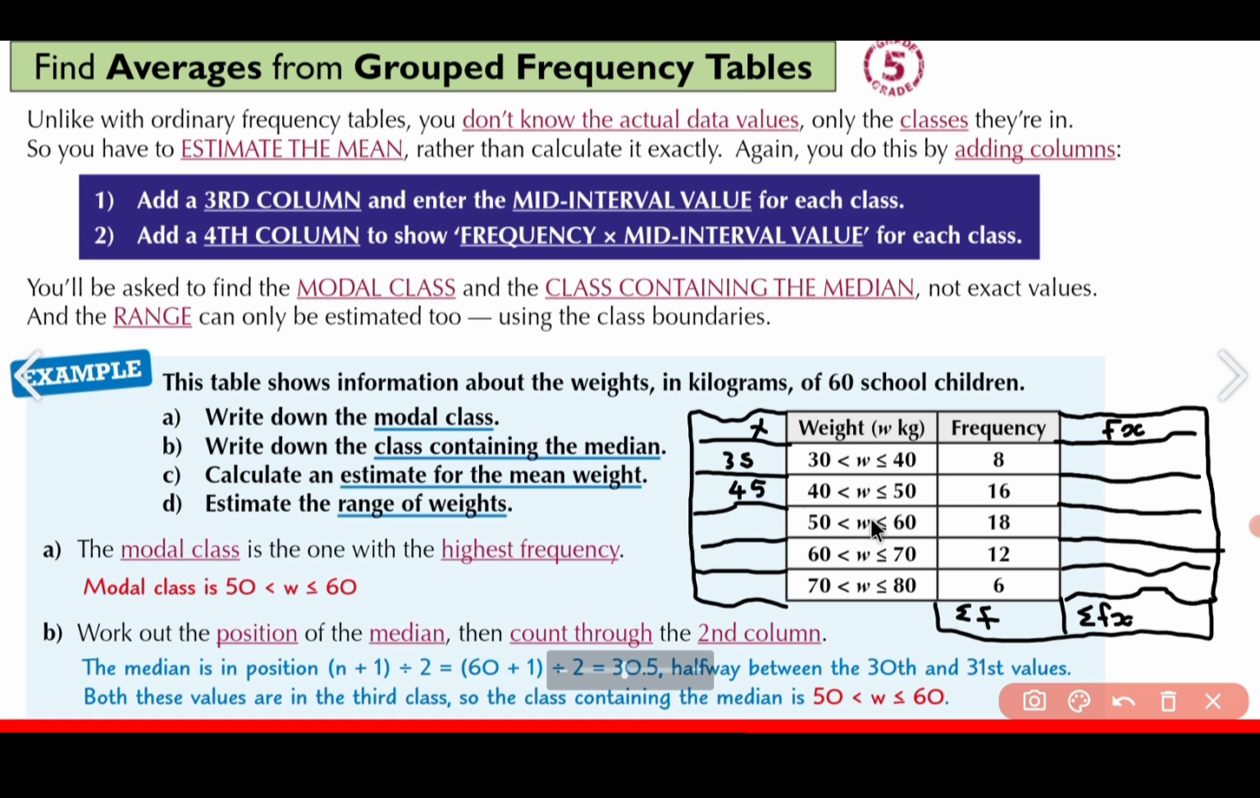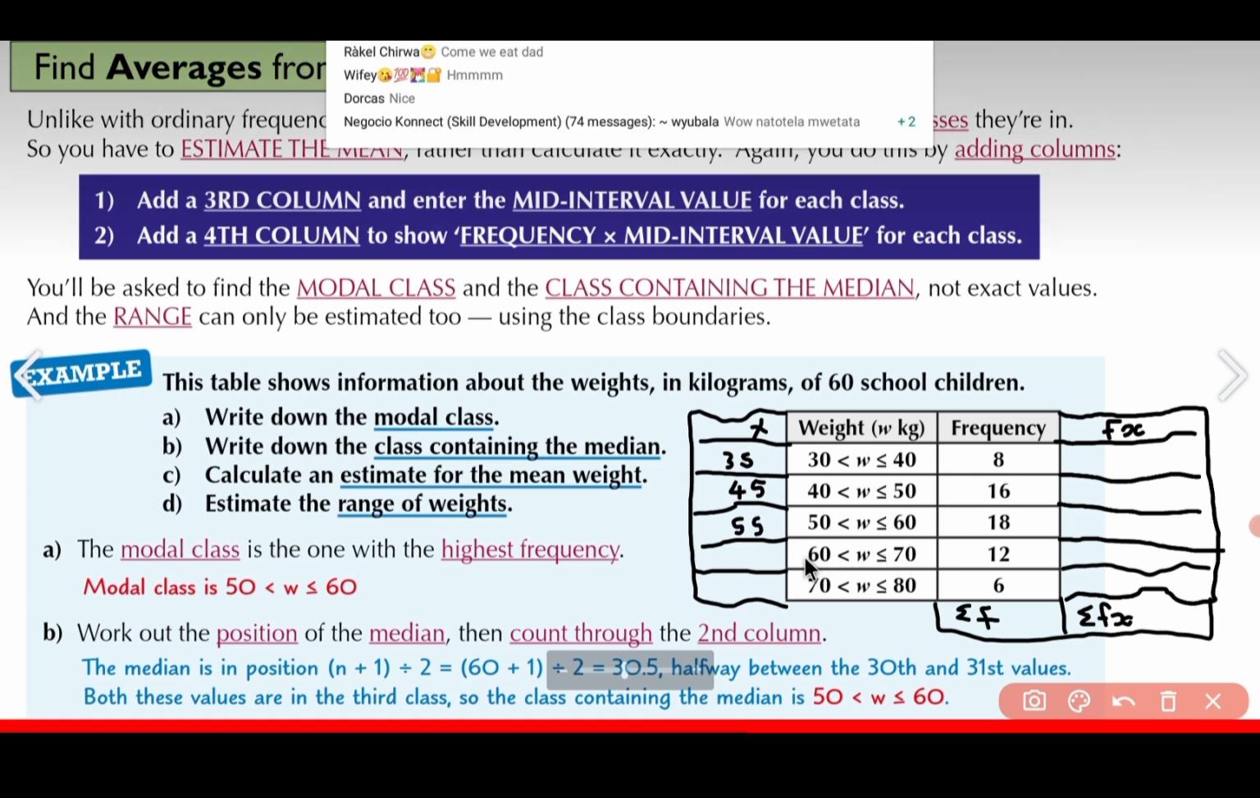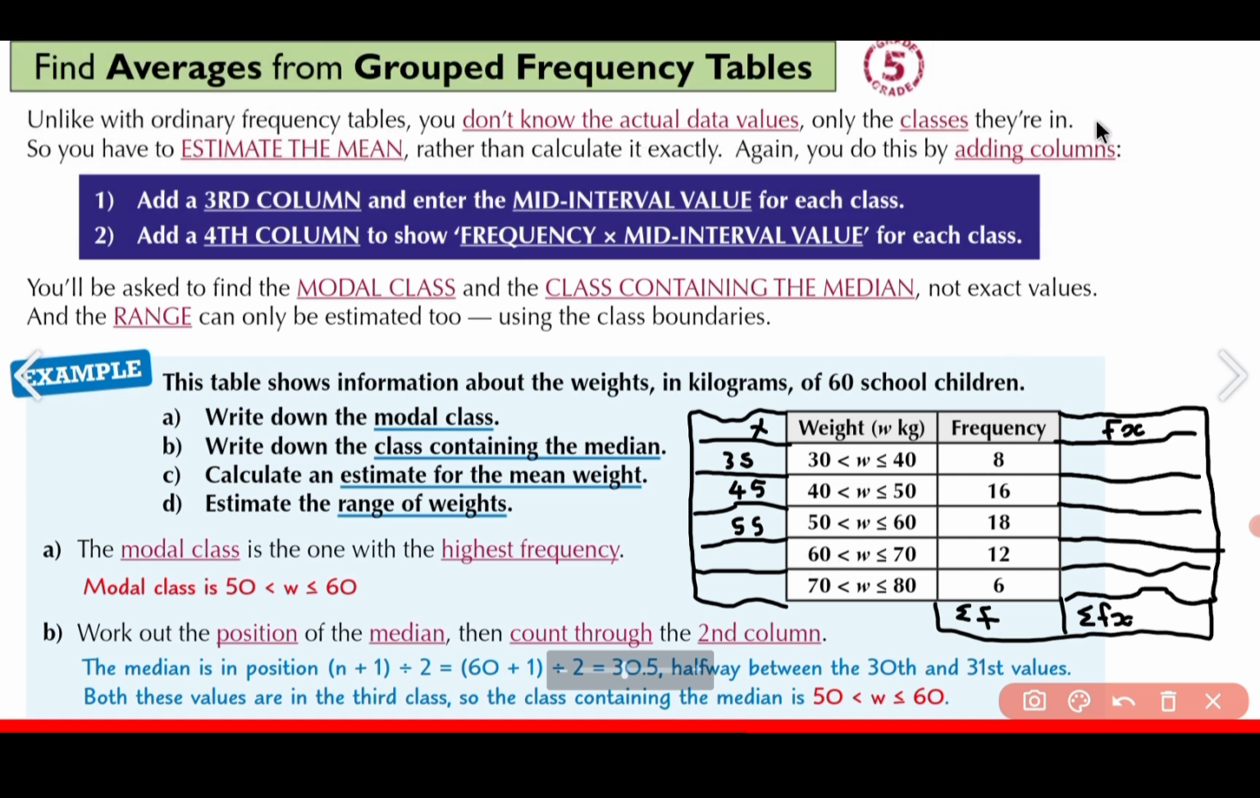Then 50 plus 60 is 110, divided by 2, you get 55. Then 60 plus 70 is 130, divided by 2, that's 65. And 70 plus 80 is 150, divided by 2, that would be 75.